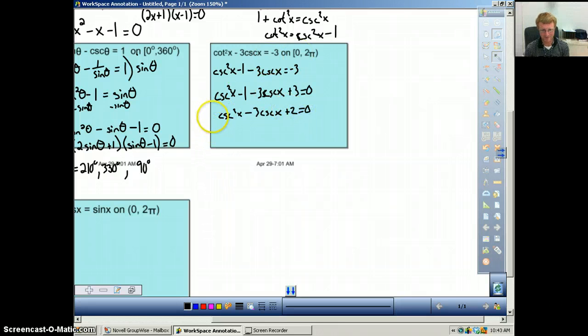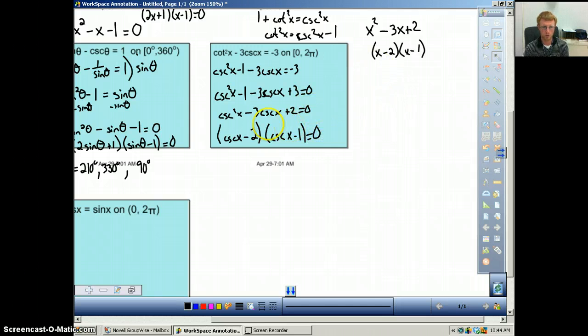Again, this works out exactly the same as it did before. We have a quadratic function, okay? It looks like this. If we put x's in there, it would be x squared minus 3x plus 2. If you factor that, that would be x minus 2 and x minus 1. So factoring that, now all we're doing is replacing the x's with our cosecants. So our factors become cosecant of x minus 2, cosecant of x minus 1 equals 0.